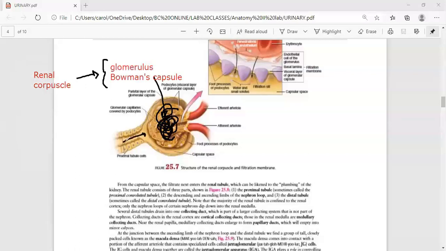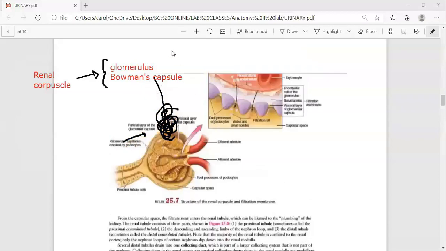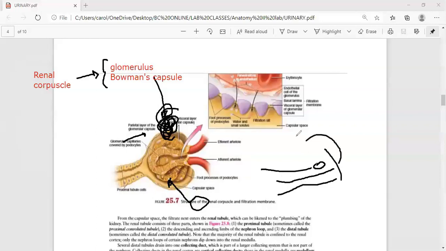Now, the glomerulus is the capillary. The wall of the capillary is going to have holes in it. Those are called fenestrations, and that is going to be part of the filtration membrane. Part of the filtration membrane also is going to be the podocytes. Podocytes are cells that are going to wrap around the capillaries, and those are the ones that you see right there in gold. These podocytes are going to have finger-like extensions that wrap around the capillaries.